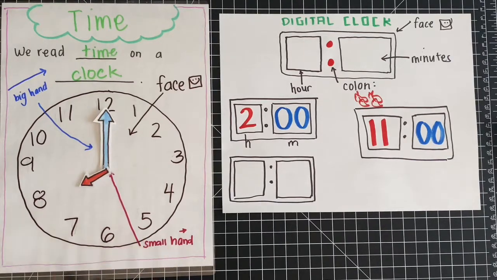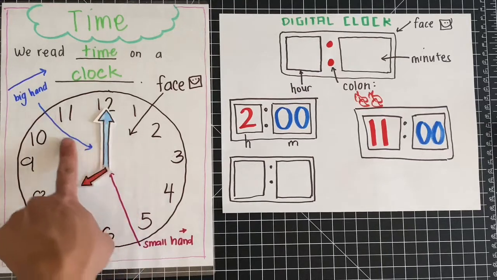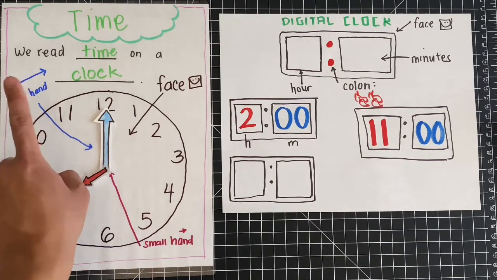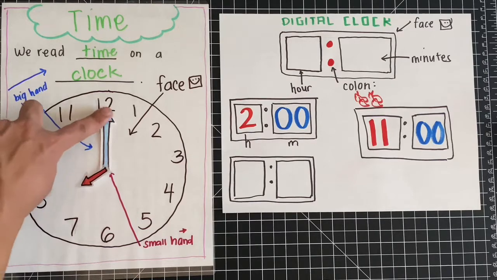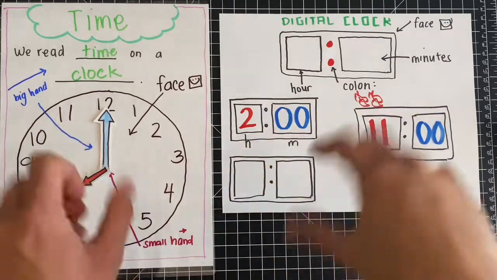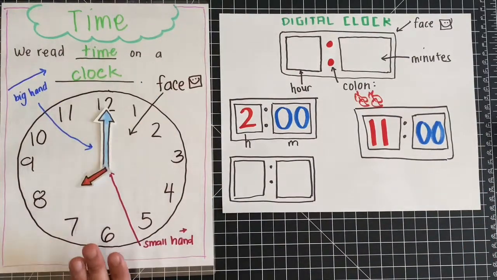All right, friends? And what do you use to read the minutes? We use this arrow here, and it's called the big hand. Remember, the big hand tells us the minutes. And when the big hand points to 12, what do we say? We say o'clock. Nice job. So those are the three parts of an analog clock.